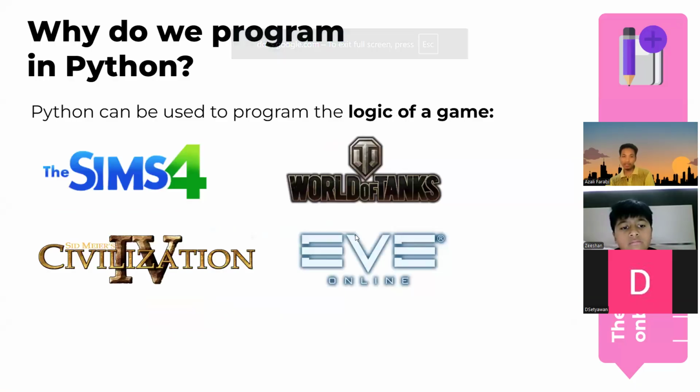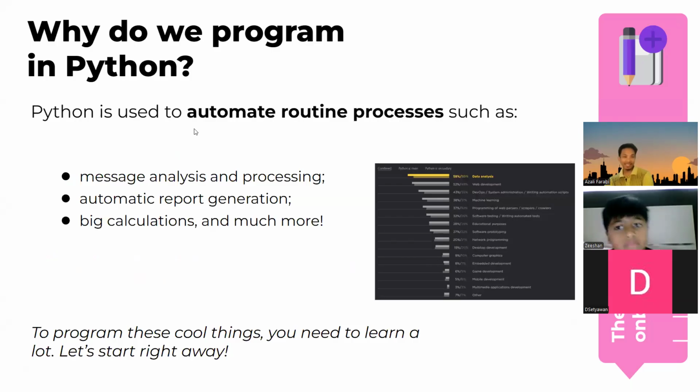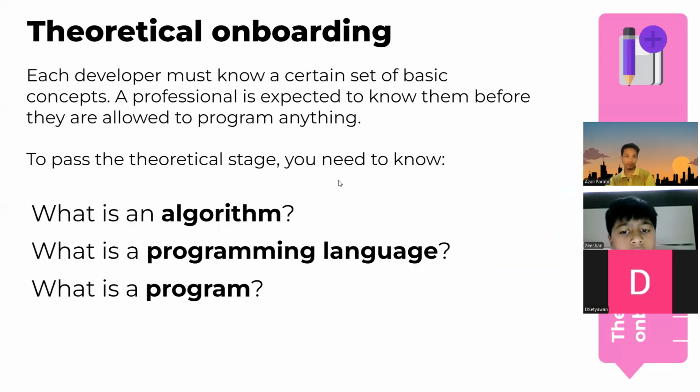With Python you can also create game logic, like The Sims 4, World of Tanks, EVE Online, Civilization, and many more. All of these games have been created with Python. I believe you have heard about one of them. Oh, which one? The Sims 4. Nice. Python can also be used to automate routine processes. This is my special appeal actually, but we'll talk about this in Python Pro second year, so I'm going to skip this for now.